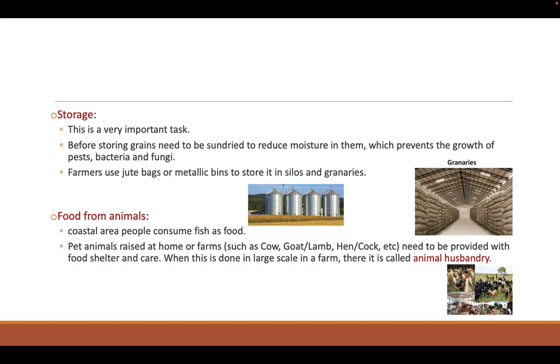Just like the plant crops that we get, such as rice, paddy, maize, and all, some regions also live on animals. Some examples of how people live on food from animals: coastal area people consume fish as food, which you already know. If the land is quite near to the coast and they can get fish, they use that also, because the effort is less and it is readily available. If a fish is there, you can just catch it. That's how simple it is.